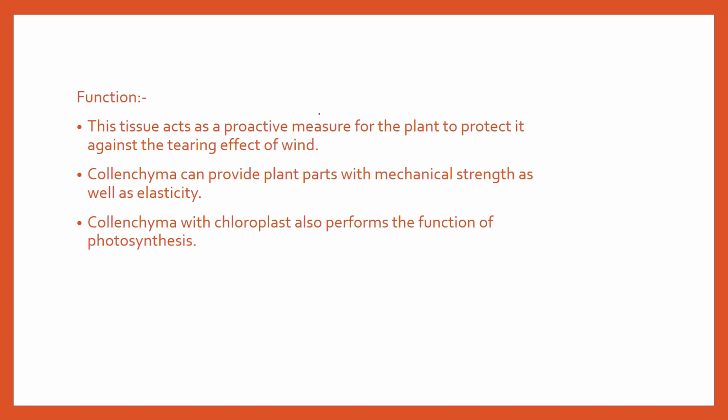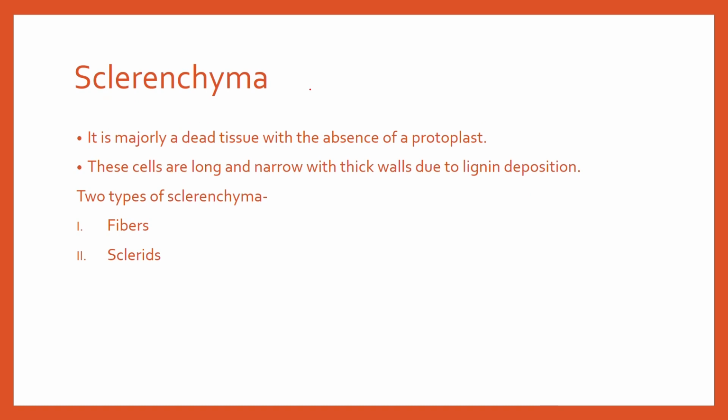So next one is sclerenchyma tissue. So sclerenchyma tissue is a dead tissue. So when the cell gets old, all the tissue gets converted into the sclerenchyma tissue. So it is majorly a dead tissue with the absence of a protoplast. So what is protoplast? Protoplast means cell with cytoplasm and other organelles. So in the dead tissue, all the organelles and cytoplasm are absent from the cell, only the cell wall is present.